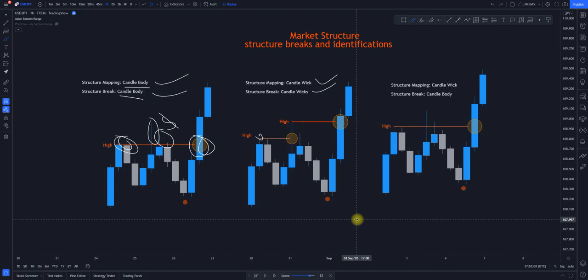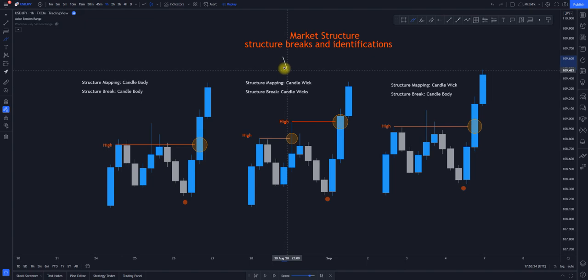So with these types of structure breaking, I hope you understand how to actually map and see price break of structure. And so I'll see you in the next episode explaining how all these three work and how they actually behave. Now let's look at the sell side of structure mapping.